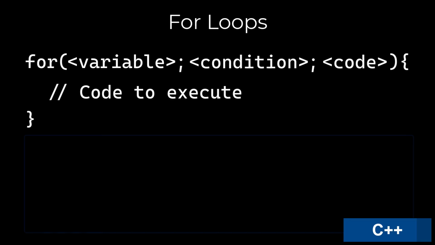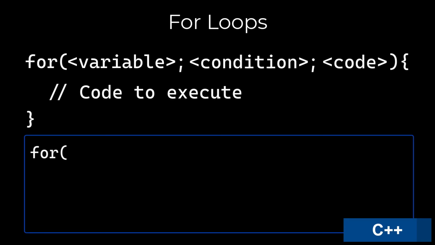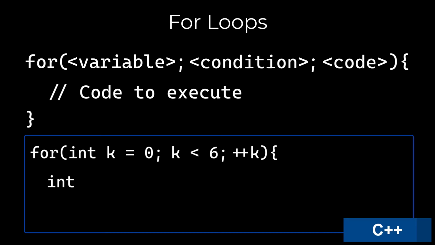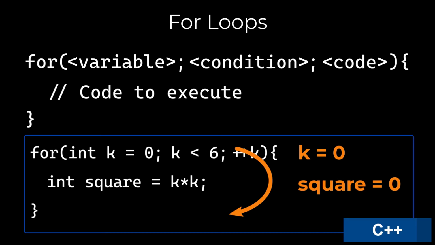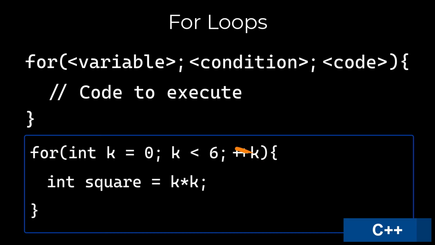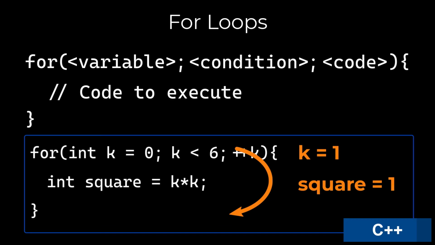Here's an example. I'll declare and initialize the iteration variable k. We'll start at 0. We'll continue executing until k reaches 5 by setting the conditional statement to k less than 6. Finally, we'll increase k by 1 at the end of each iteration. Inside the loop, we'll multiply k times itself and put the result in a variable called square. With this configuration, the code will execute 6 times. The square variable will be 0 during the first iteration and increase until it reaches 25.